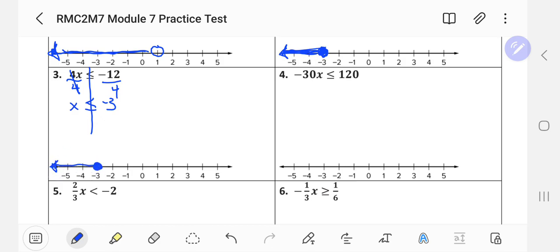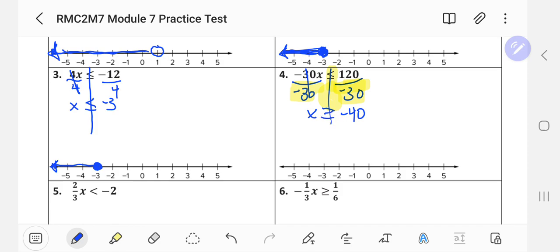All right, moving on, I'm going to read the side with the variable, negative 30 times x, so I'm going to divide by negative 30. I cancel that out because I use the inverse operation, and I get over here negative 40. And because of this special thing I did, I divided by a negative on both sides, I gotta flip that sign. It's gonna turn around and face the other way.